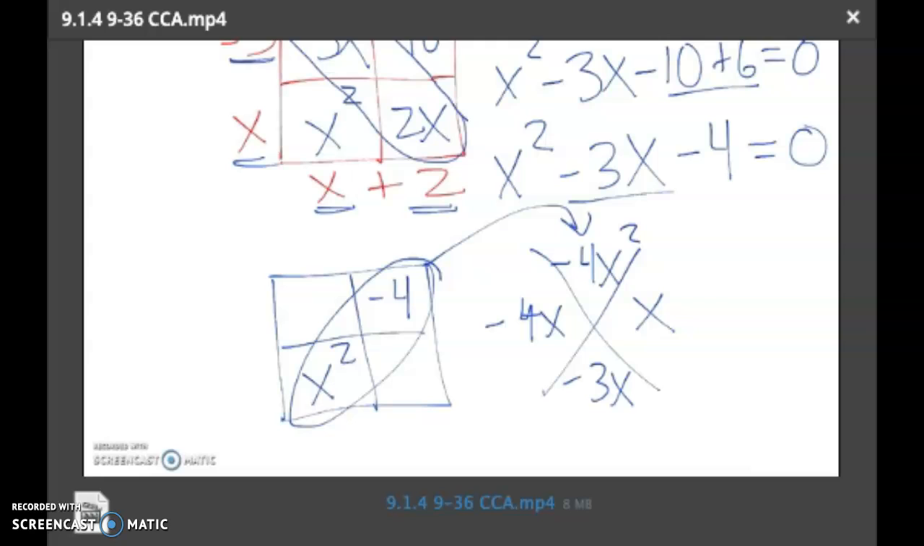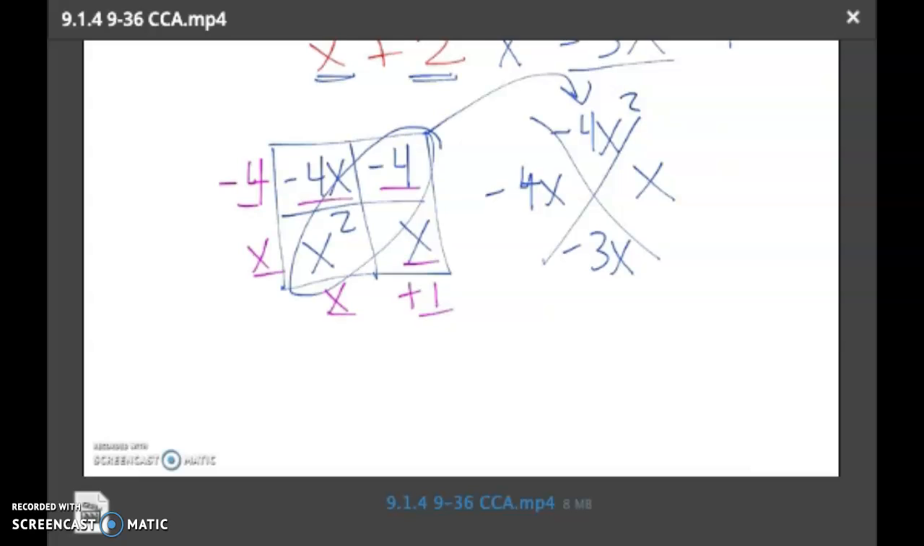All right, I'm going to put those in my generic rectangle. And then I'm going to look for these dimensions. So x times x gives me x squared. x times negative 4 gives me negative 4x. x times positive 1 gives me this x. And then just to check, I have positive 1 times negative 4 gives me those negative 4 tiles. Okay, so here we go. My factors are x minus 4 times x plus 1, and that's equal to 0.